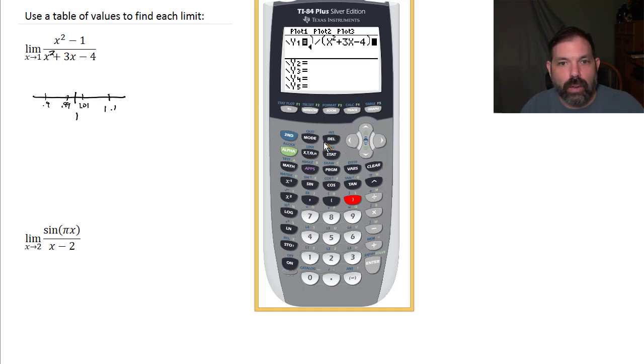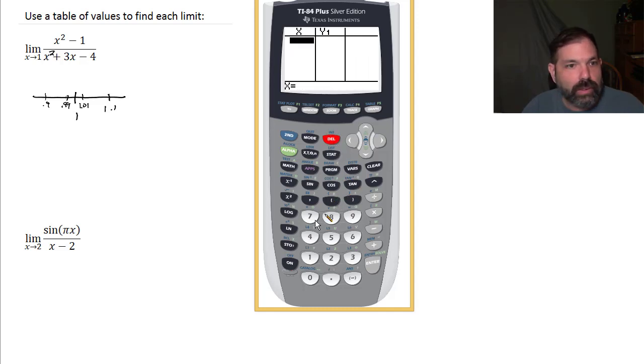Alright, so now let's go to my table. Let's clear out the old stuff. Let's start with 0.9, 0.99, 0.999. I could do more values if I wanted, but let me move to the other side. Let's go with 1.001, 1.01, and 1.1.